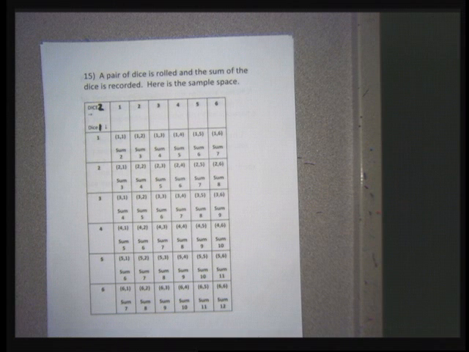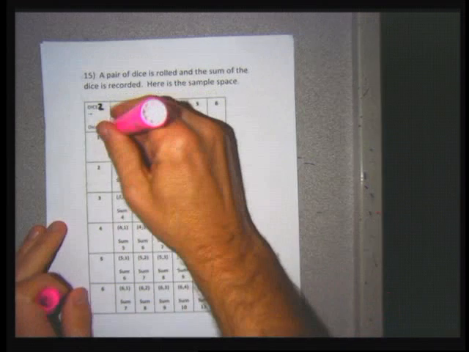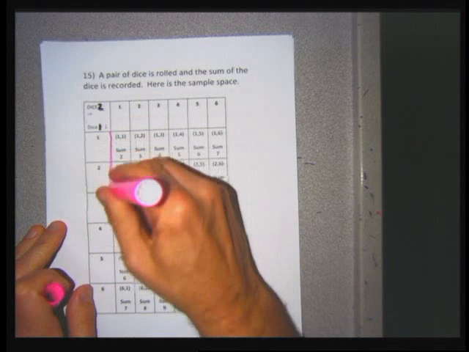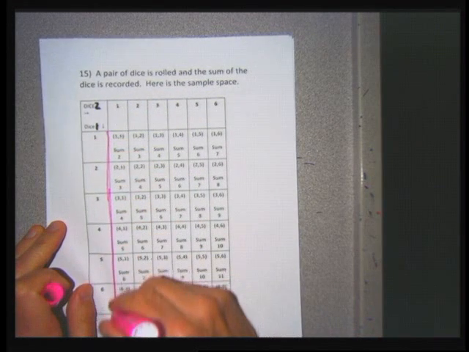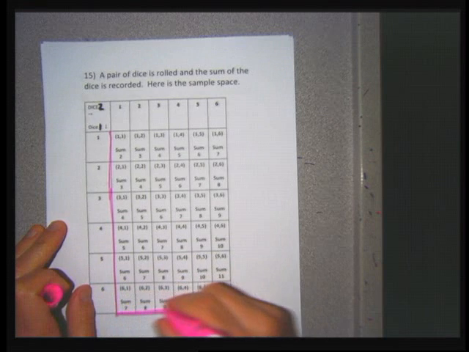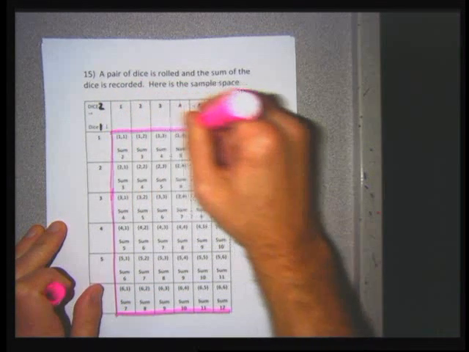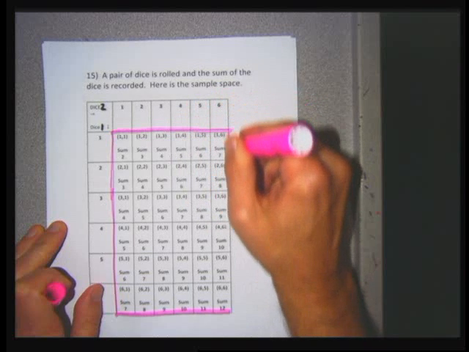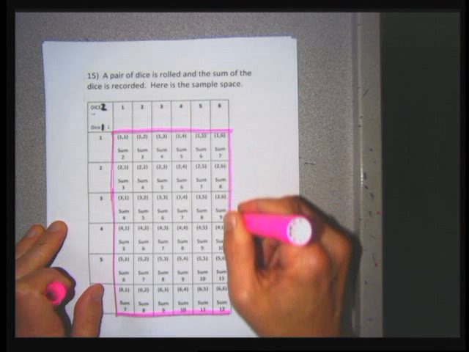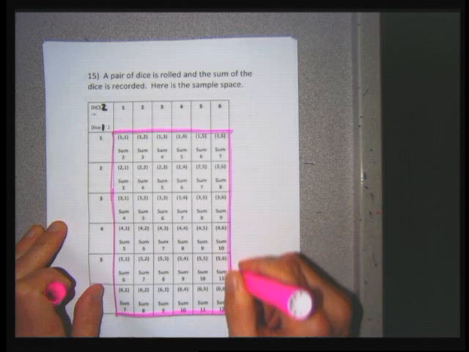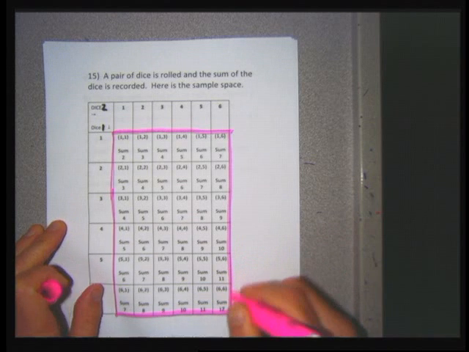So this sample space has 36 items in it, and I use this table to construct it. Inside the more complicated looking squares is the sample space, and there are 36 items in my sample space. In each item I have 2 things: the numbers that are on the dice and the sum of the dice.